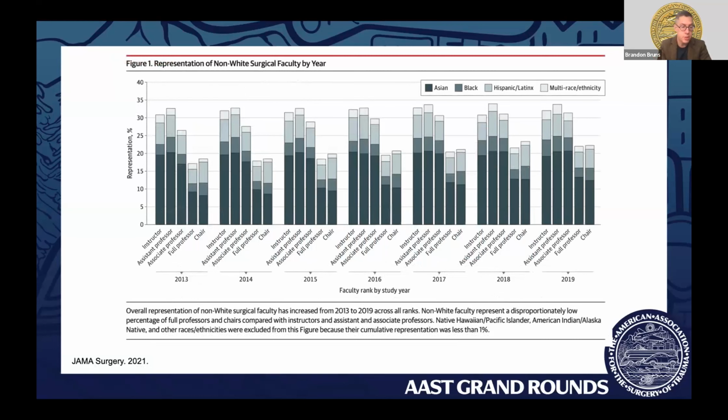Overall representation of non-white male surgical faculty has increased from 2013 to 2019 across all ranks except for instructor. That said, most of this growth is in individuals of Asian descent. Non-white male faculty representation remains disproportionately low amongst full professors and chairs when compared with instructors, assistant, and associate professors.